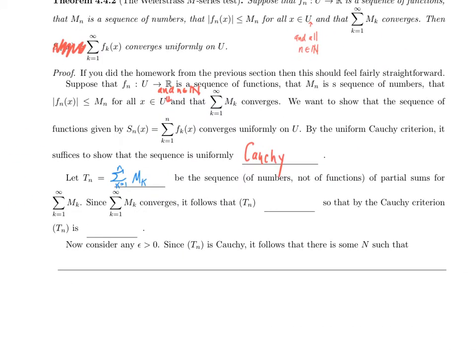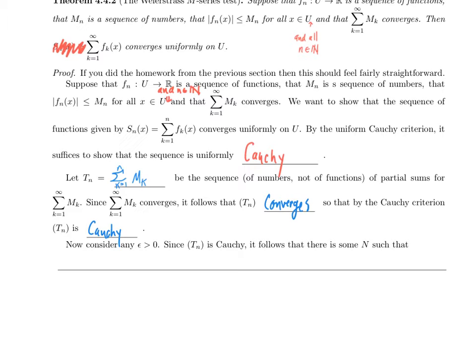Since I know that the series of all of the M_k converges, it follows that T_n converges, right? Because that's what it means for a series to converge. It means that the sequence of partial sums converges. And notice there's no such thing as talking about uniformly or pointwise, because it's a sequence of numbers, not a sequence of functions. So by the Cauchy criterion, T_n is Cauchy. Convergent if and only if Cauchy. Here I'm using the reverse direction.